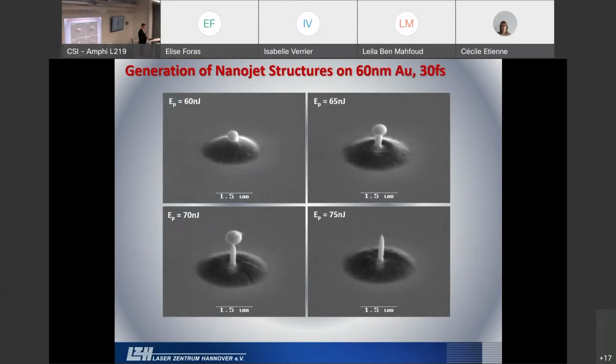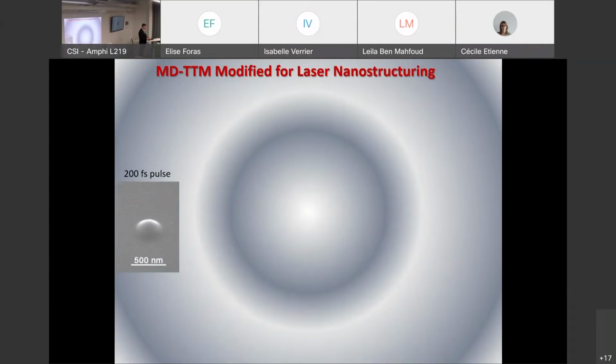So these are nanostructures obtained at Laser Zentrum Hannover. Depending on the applied fluence, applied energy of fluence, the aspect ratio of the structure changes. These structures are very repeatable, reproducible, and very sensitive to the applied fluence. So we are going to study the mechanism of these structures in order to learn how we can manipulate the final properties of the obtained structures via the irradiation parameters. So first we model the smallest possibly obtained structure, a nanobump.